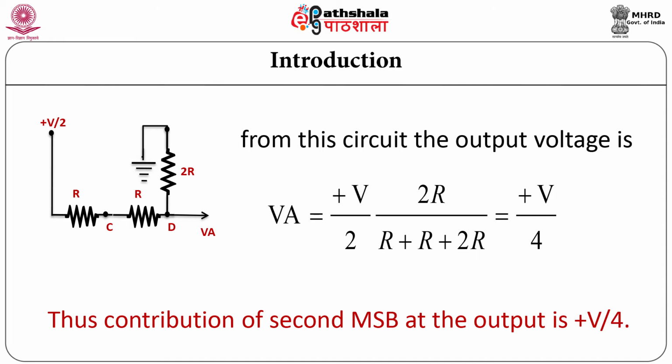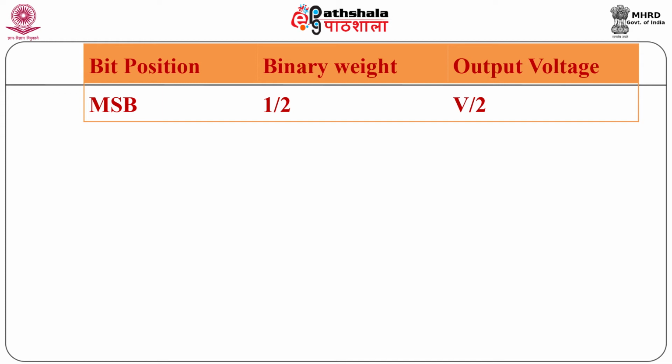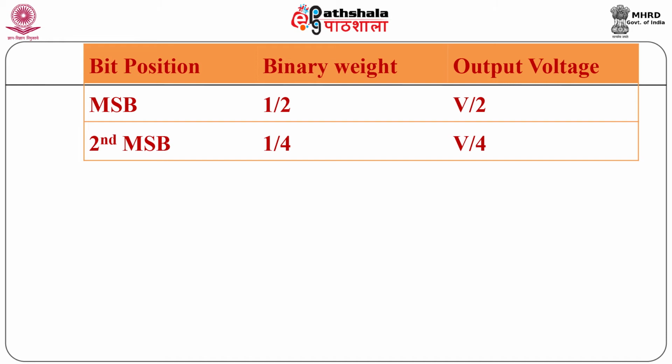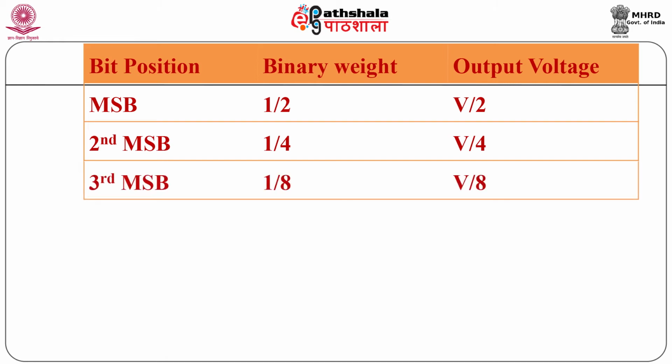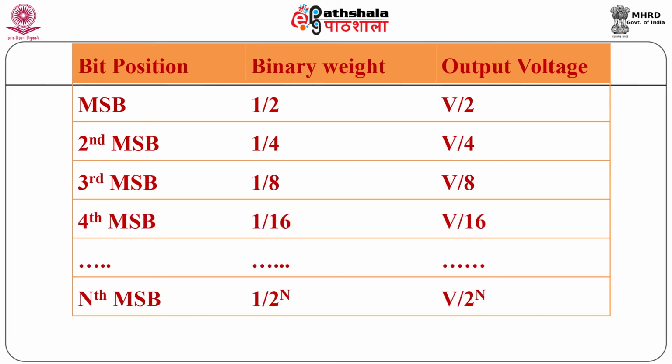Similarly, we can calculate the equivalent analog output for different digital combinations. The table shows the output voltages for different bit positions. From the table we can see that MSB bit has output voltage plus V by 2, contribution of second MSB is plus V by 4, third MSB is plus V by 8 and so on. The nth position bit will have binary weight 1 upon 2 raised to n, whose contribution at the output will be V divided by 2 raised to n.